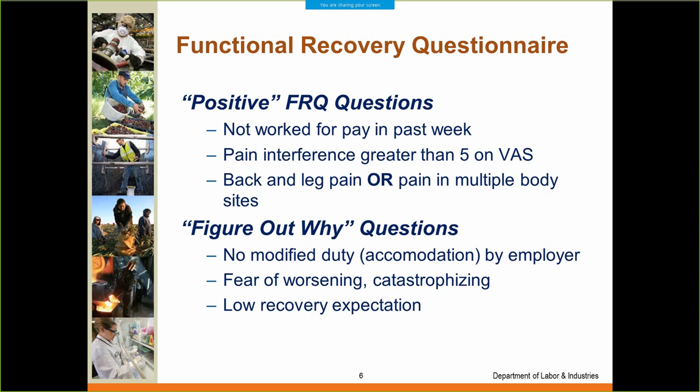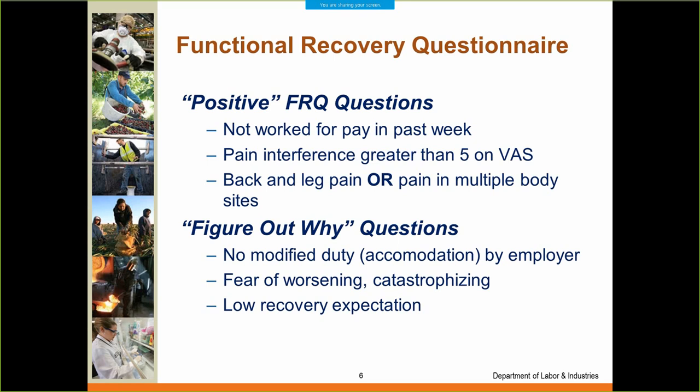The other 3 questions that you administer with the FRQ are kind of figure out why questions. Why might they be in this category? These were some additional things that were done in the disability research that identified the FRQ originally that strongly correlated with the first three questions, and they are that the worker is not aware that the employer has made them an offer of accommodation.